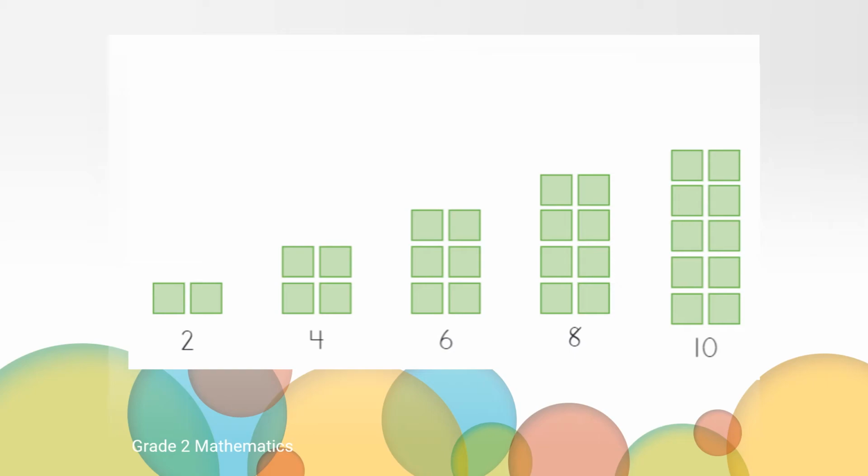It's a growing pattern because the number of objects is increasing each time. Now that we know our pattern is increasing by 2 each time, if I wanted to extend the pattern one more time, how many squares would come next after 10 squares? Did you think 12? If we're adding 2 each time in this pattern, 10 plus 2 more gives us 12 squares in the next step of our pattern.